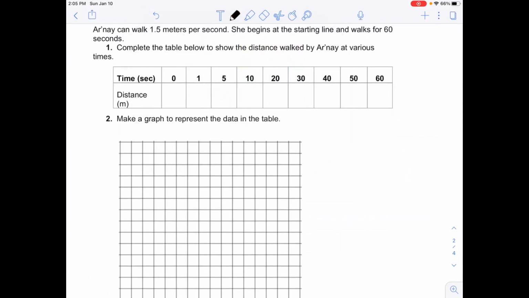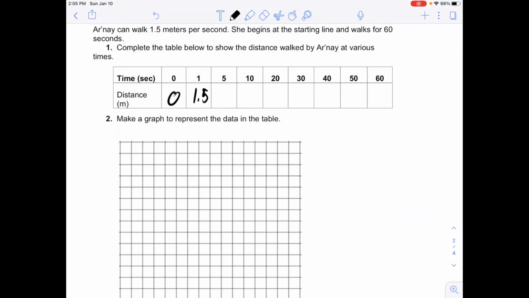So my first thing I want to do is complete a table to show how far she's walked at various times. So she's starting at the starting line and walking 1.5 meters each second. So that means that at 0 seconds, she's walked 0 meters. And if she can walk 1.5 meters per second, then after 1 second, she would have walked 1.5 meters. So again, please pause the video here, see if you can fill in the table, and then restart to check your work.